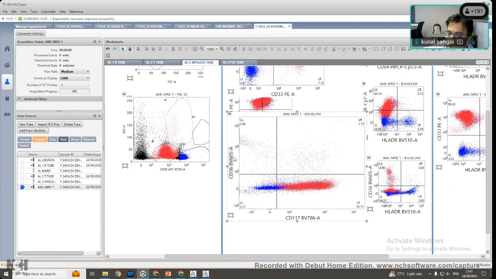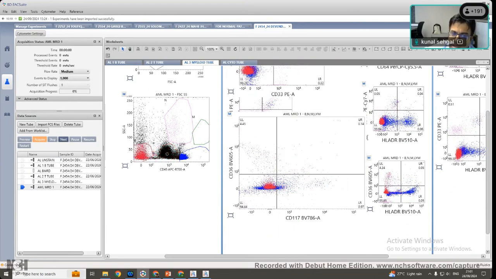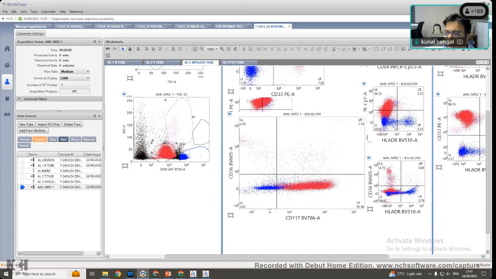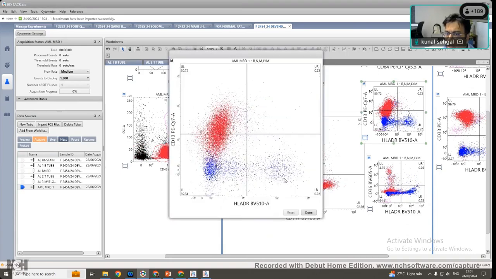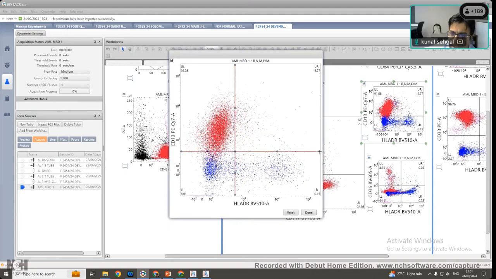What about CD36? Practically negative in the blasts, right? The majority of the blasts here are CD36 negative. CD36 is a marker of erythroid cells, also a marker in platelets as well as some megakaryocytes and monocytes. Okay, HLA-DR positive or negative? Actually, negative. Are you sure DR is negative? Has the antibody worked?